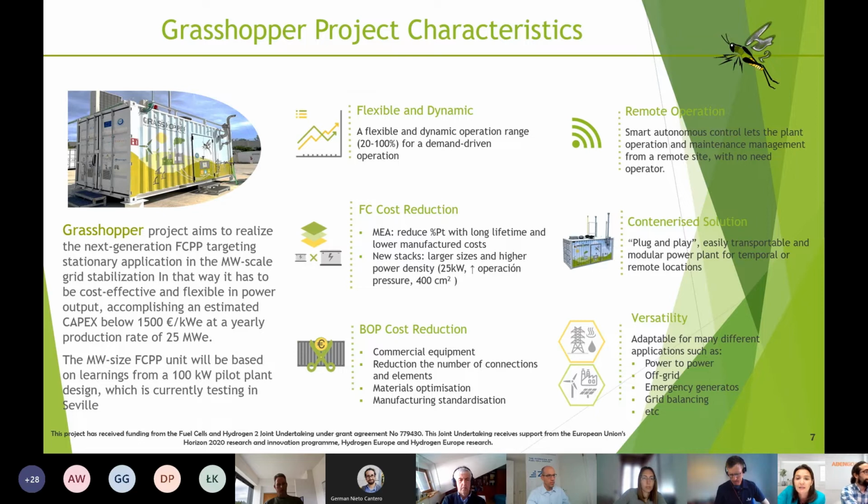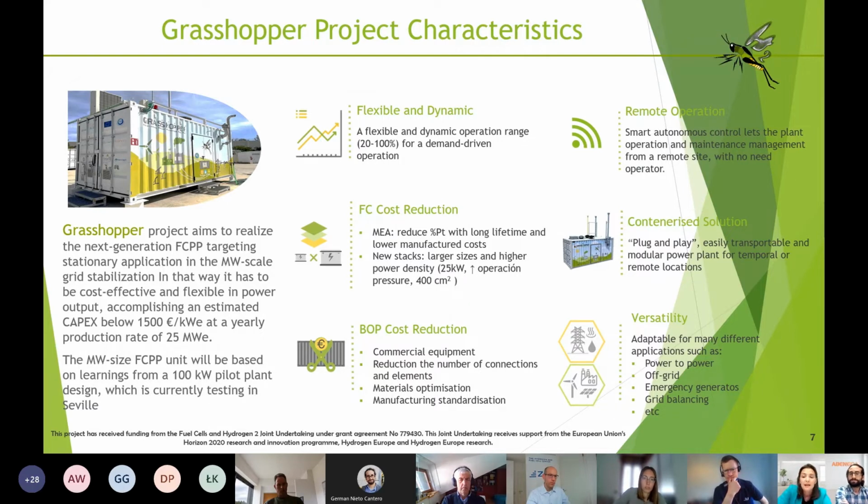The megawatt-scale unit design is based on the learning from a 100 kilowatt pilot plant, which we are now testing in Seville. Right now, we are almost finishing the FAT period, and after that, the plant will be shipped to the Netherlands, where it will be connected to a residual hydrogen flow produced by a chlor-alkali industry.